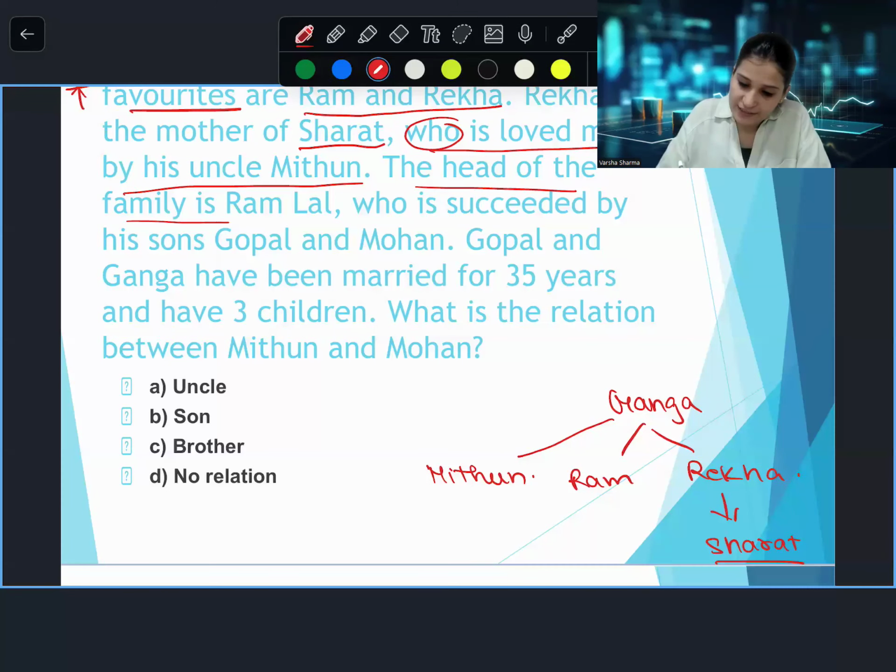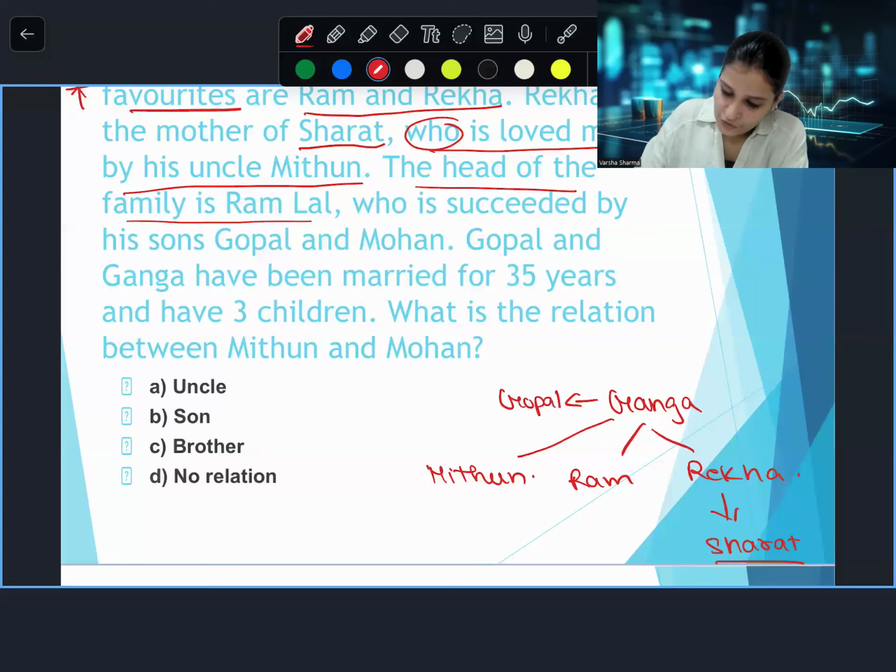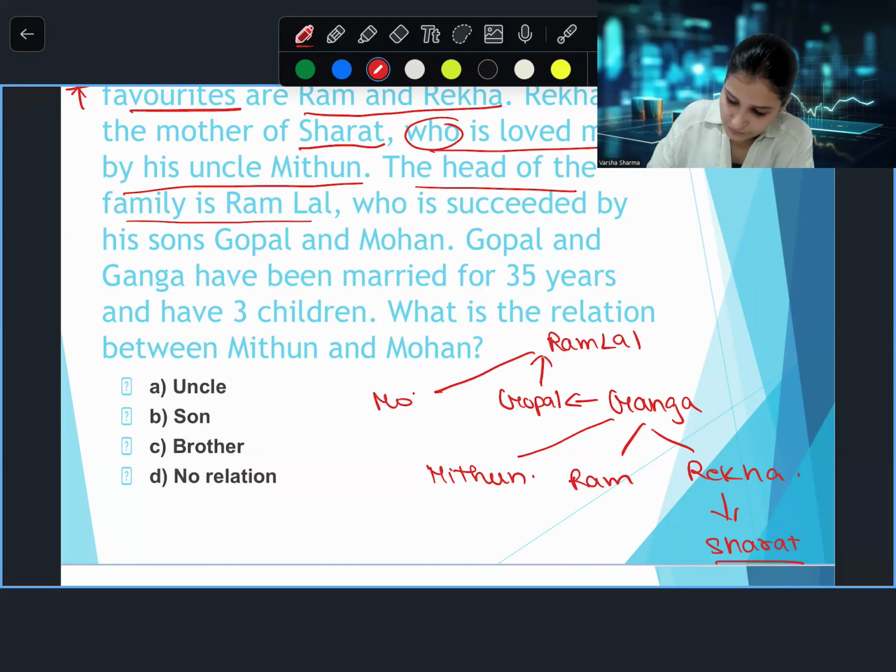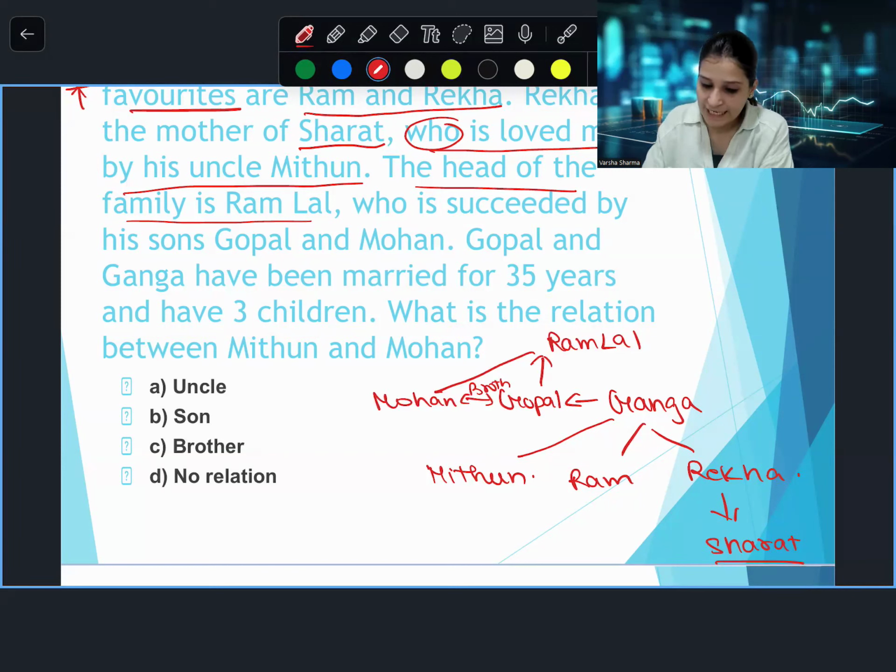The head of the family is Ramlal, who is succeeded by his sons Gopal and Mohan. We have no clue about who those are, so I can't draw right now. Gopal and Ganga have been married. Okay. So now Gopal's father is Ramlal and he has one more son, Mohan. They are both brothers. Clear? Yes, ma'am. And they have 3 children.